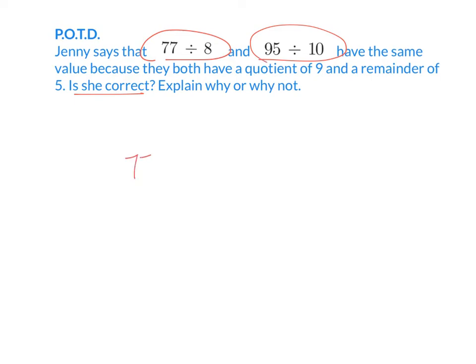If I have 77 divided by 8, how many times can 8 go into 77? 9. What's 9 times 8? 72. And how much do I have left over? 5. My remainder is 5. Is that smaller than my divisor? Yeah. So is Jenny correct that the answer for 77 divided by 8 is 9 remainder 5? Yeah.